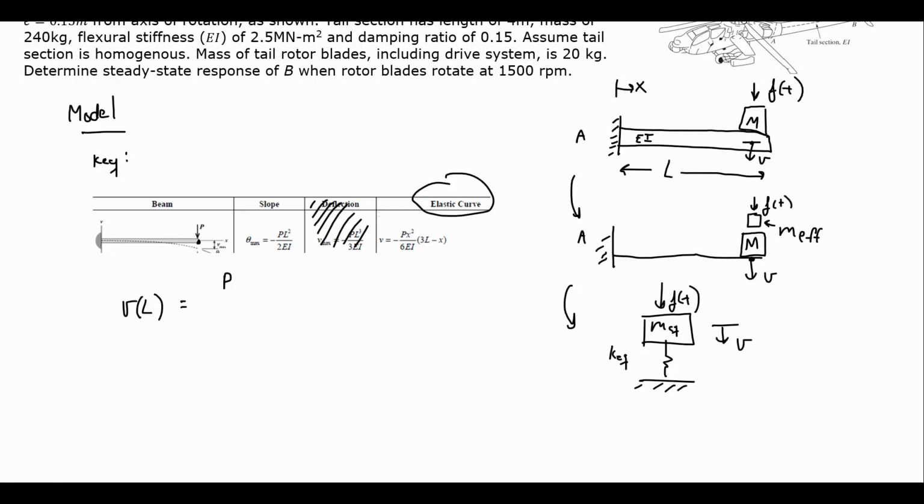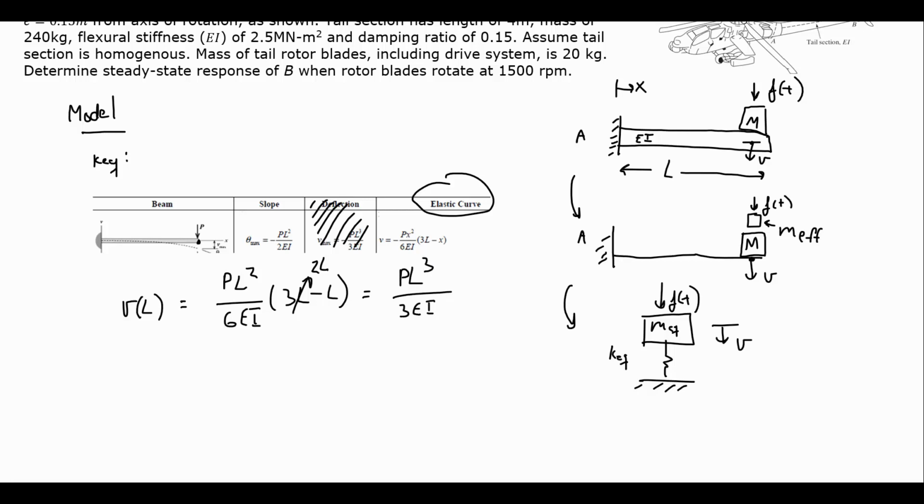So I will have Px squared, well, x is big L, over 6EI times 3L minus, again, x is equal to L. So 2L minus L is going to be 2L. This is going to simplify then to PL cubed over 3EI.